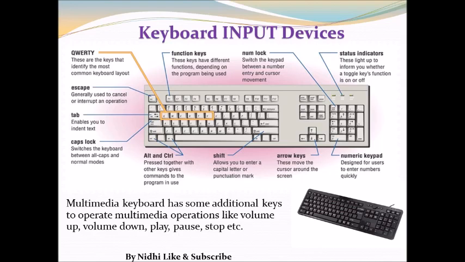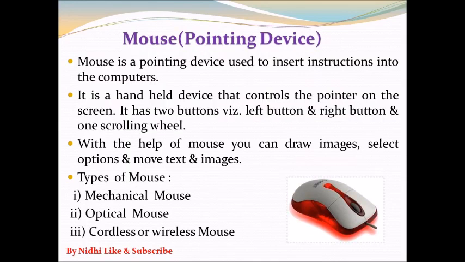The next category of input device is the mouse. A mouse is a pointing device that is used for giving input. It is a handheld device that controls the pointer on the screen. It has 2 buttons, a left button and a right button, and in the center you will find a scroll wheel. Okay, so it is used to insert instructions into the computer.